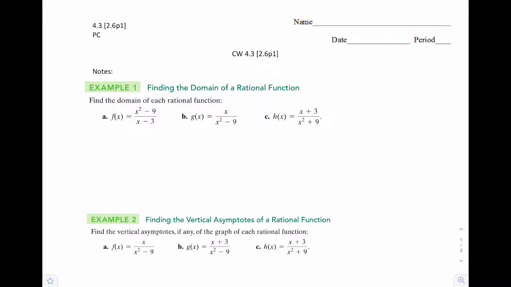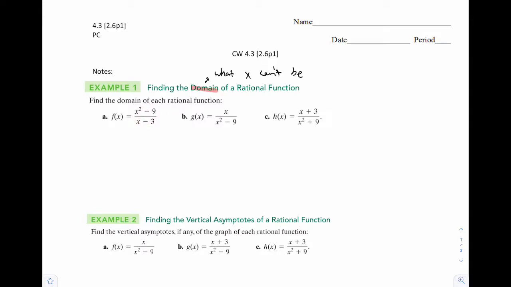Welcome to CW 4.3. Today we're starting our graphing unit. So the first problem is find the domain of each rational function. To do this, quickly recall domain. We've been doing that for a while now. And to find domain, it's going to be helpful to think about what x can't be. That's always going to help you frame your mind as far as approaching these problems.